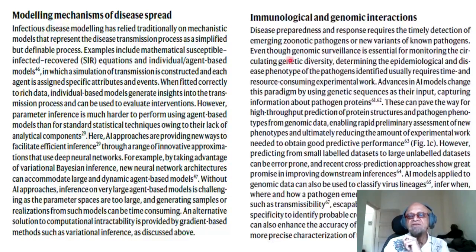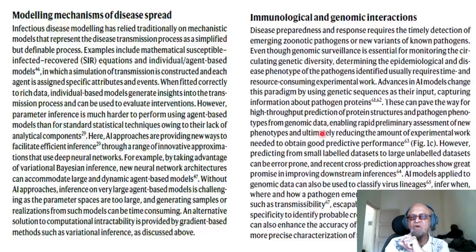Immunological and genomic interactions. Disease preparedness and response requires the timely detection of emerging zoonotic pathogens or new variants of known pathogens. Even though genomic surveillance is essential for monitoring the circulating genetic diversity, determining the epidemiological and disease phenotype of the pathogens identified usually requires time and resource-consuming experimental work. Advances in AI models change this paradigm by using genetic sequences as their input, capturing information about the pathogen proteins. So you can just jump the many lab steps and data gathering efforts and so on.